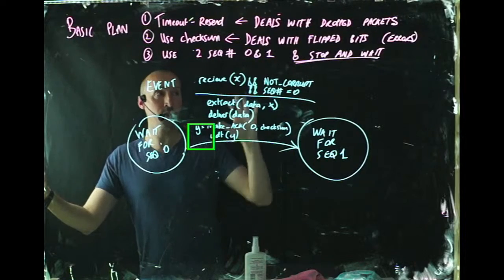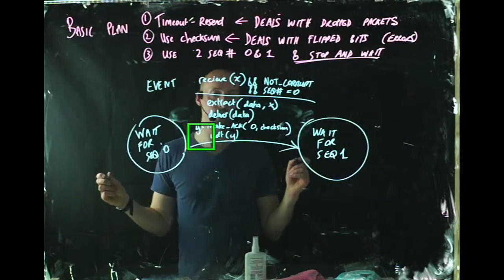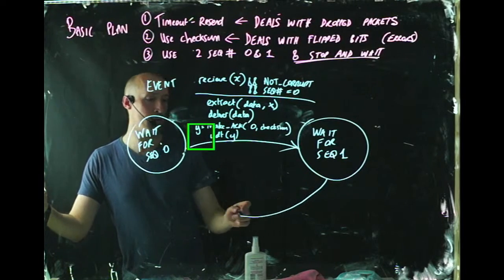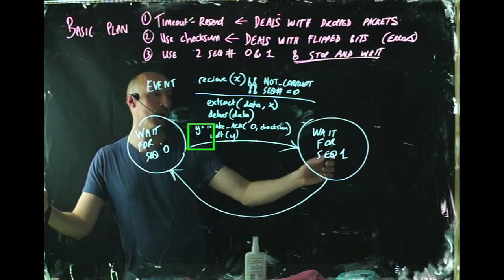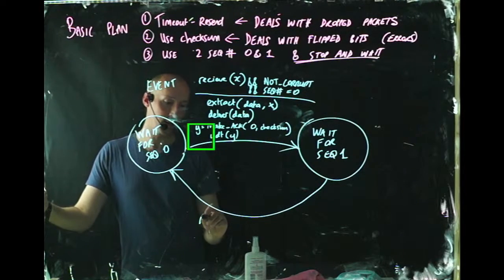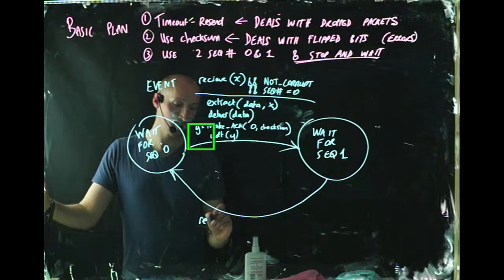And as we do all of this, we move into a new state over here where we're waiting for sequence 1. And of course, the exact opposite would happen on the way back. So if we want to get back from wait for sequence 1 to wait for sequence 0, it's exactly the opposite. The event would be, again, just a carbon copy of all of this. Just switch the zeros for 1.